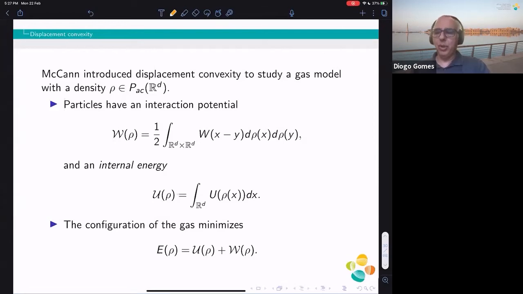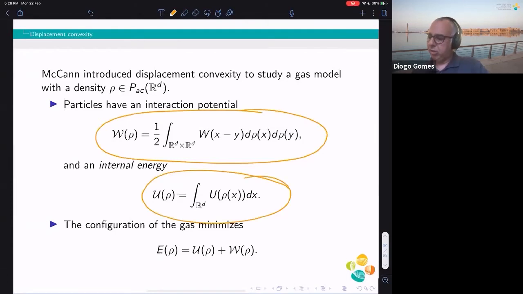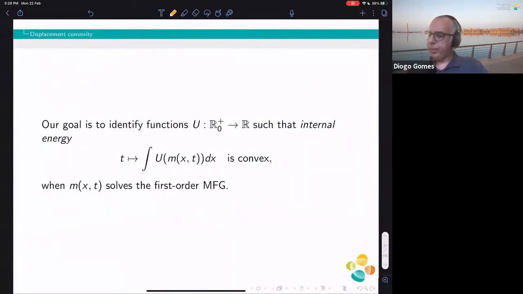I guess he didn't show along solutions of the Benamou-Brenier problem, because the Benamou-Brenier problem came afterwards, but this is really what happens. Along solutions of the Benamou-Brenier problem, you have a number of potentials that are convex. And this is called displacement convexity. For example, interaction potentials or internal energies with appropriate conditions on U.